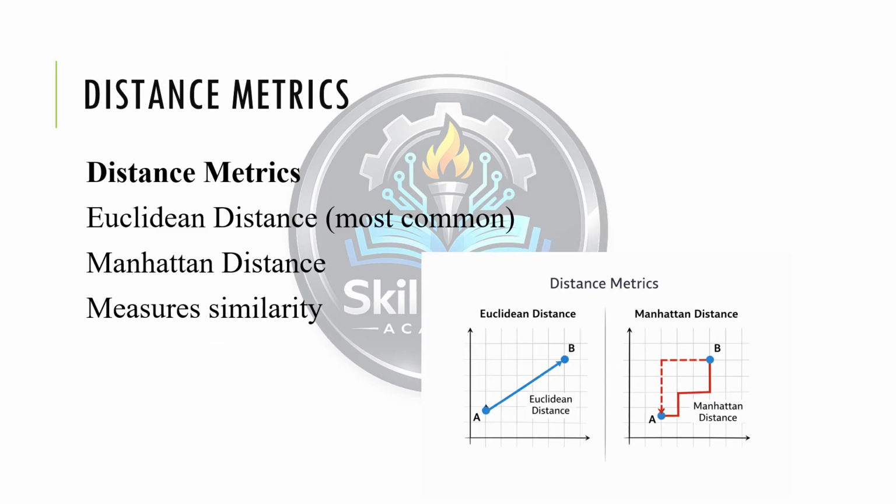Okay. Now let's understand how KNN finds the nearest neighbor. To do this, it uses distance metrics. The most common one is Euclidean distance, which is the straight line distance between 2 points. Another option is Manhattan distance, which measures the distance along grid lines. These distances help the model determine which data points are the closest. So the choice of distance metric affects how neighbors are selected.